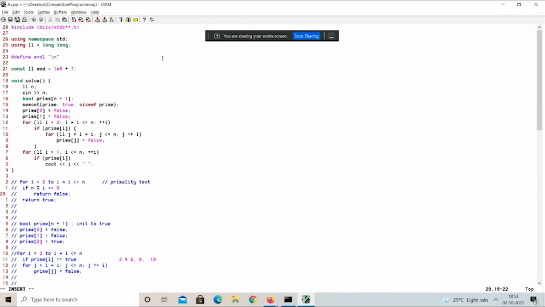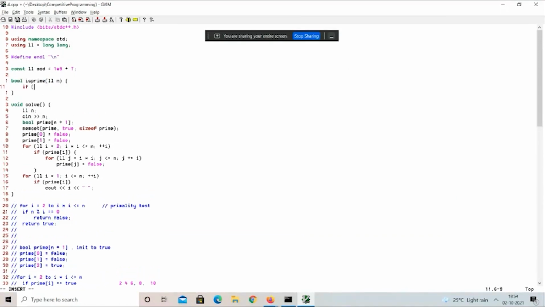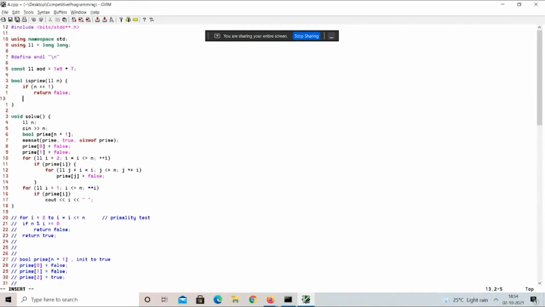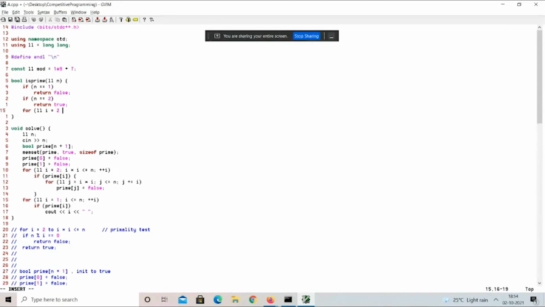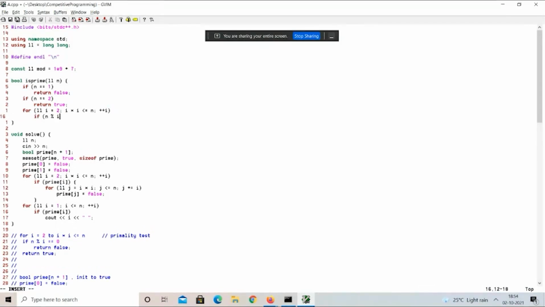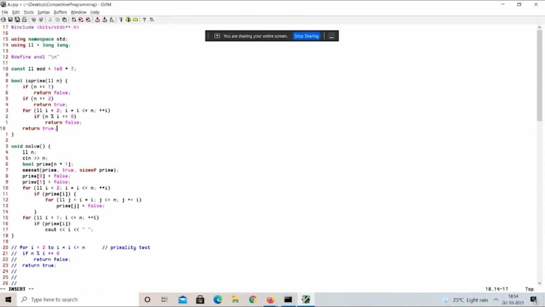I can write a function like this. Okay, so yeah, I'm not running this again because we have already discussed this.